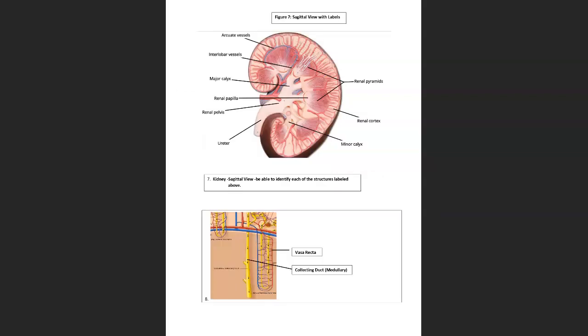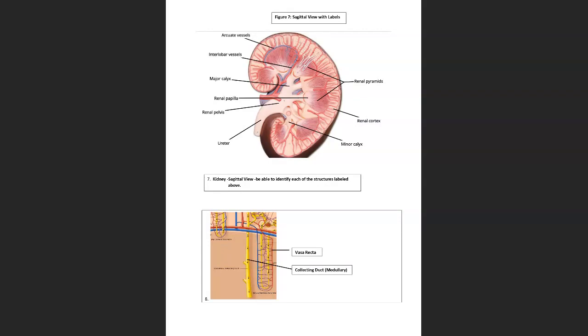And here's another sagittal view of the kidneys. Be able to identify each of the structures labeled, like the pyramids, the cortex, the minor calyx, the ureter, renal pelvis, the renal papilla, that tip of the pyramid, the major calyx, and then the minor calyx up here.